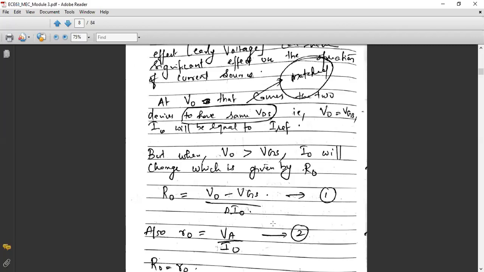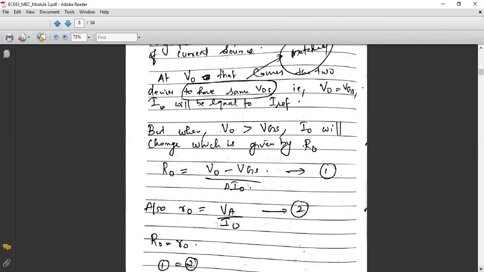And by default, the output resistance of any MOSFET, small letter R0, is nothing but the Early voltage divided by the output current. This is also familiar from module 1. R0 is the Early voltage divided by the output current. Now these two parameters are the same, so we have to equate the right hand side of the two equations. So now I will equate the right hand side of the two equations.